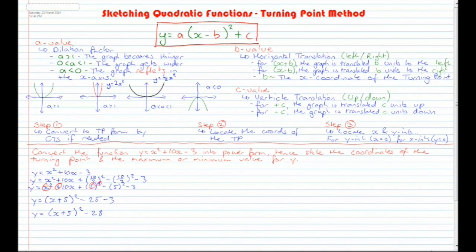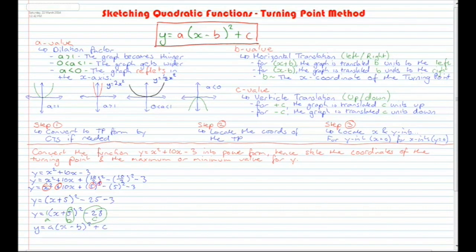So the question says convert the function into the turning point form. Well, what you can see here is something that looks a lot like our form y is equal to a(x minus b) squared plus c. Because obviously we've got our bracket squared that you can see here, we've got our c value, and our a of course is 1 out the front. So what we can do is go through and label each one. So our a is 1, our b is here, being negative 5, and our c is negative 28 that you can see here.